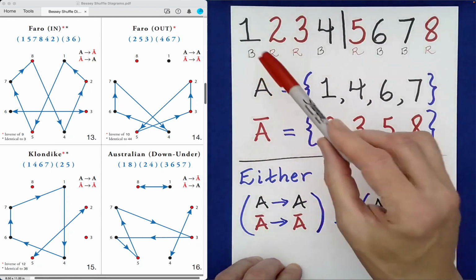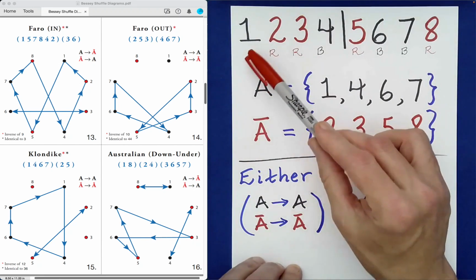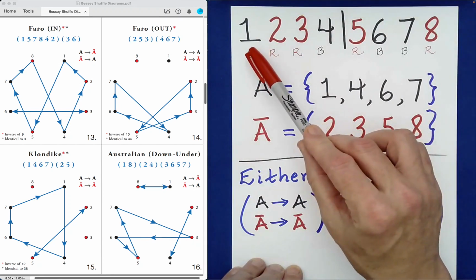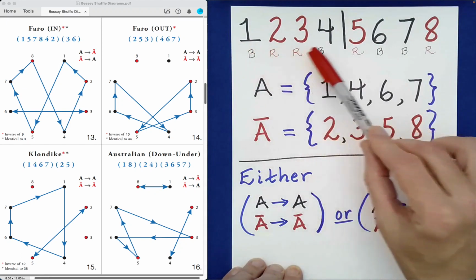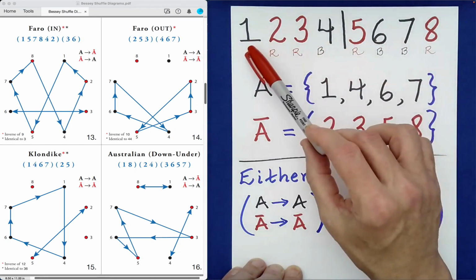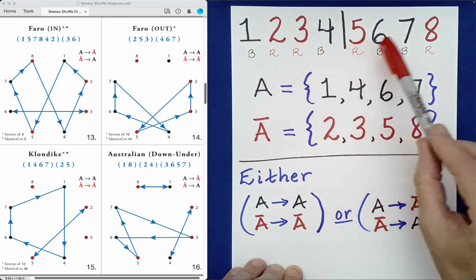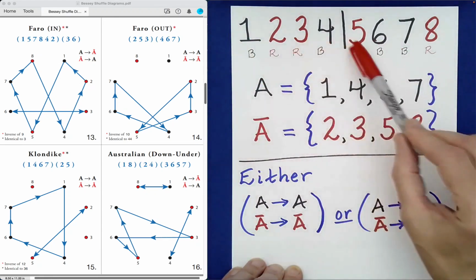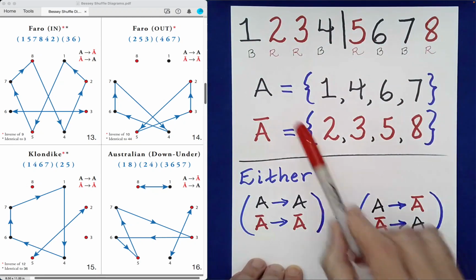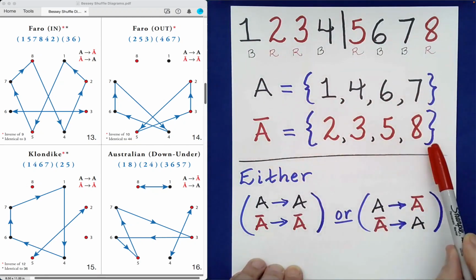To aid us in interpreting these diagrams, I've indicated here that half of the digits between 1 and 8 have been color-coded red and half have been color-coded black. So we have 1, 4, 6, 7 black, and 2, 3, 5, 8 red. Written in set notation, we get the following.